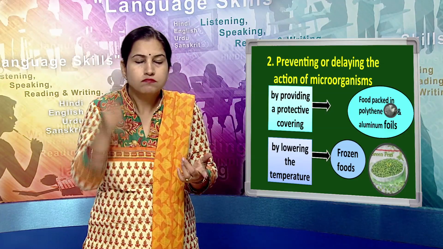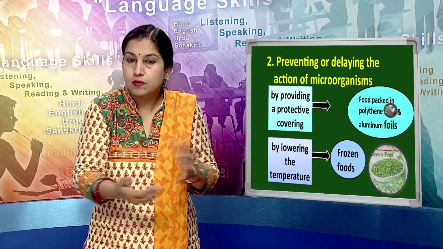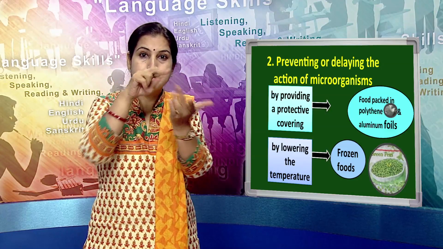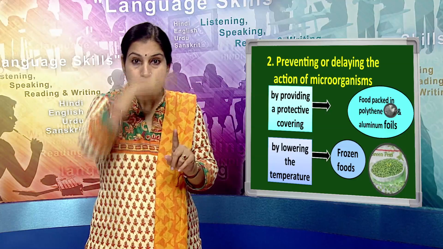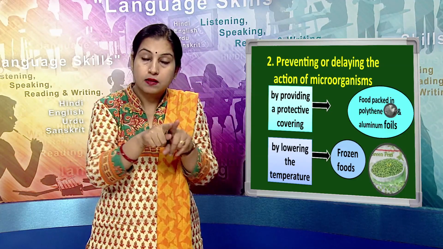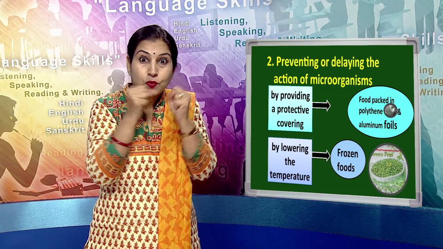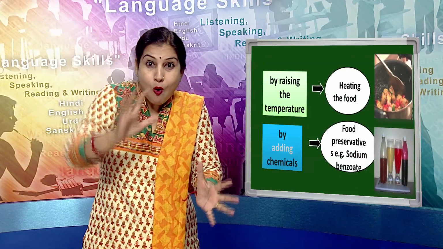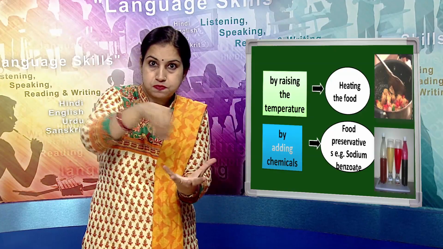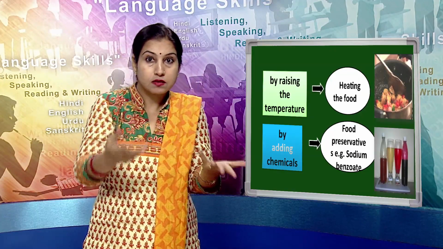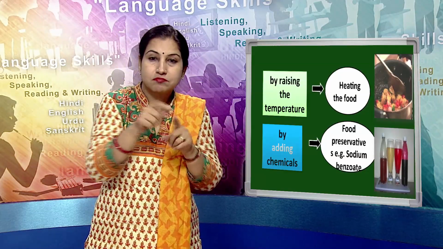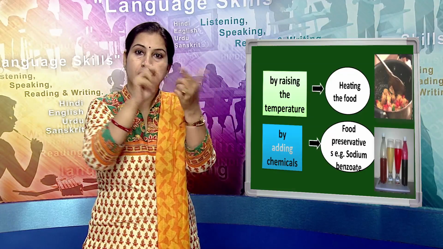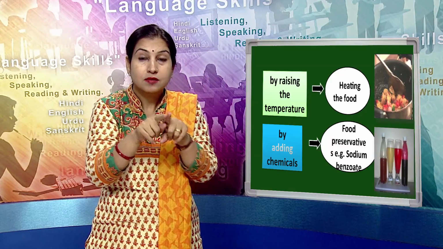By providing a protective covering, food packed in polythene bags and aluminum foils. By lowering the temperature, frozen foods can be kept. By raising the temperature, like heating the food, you can see in the picture. By adding chemicals, food preservatives, example sodium benzoate. You can see in the picture squash, liquids.